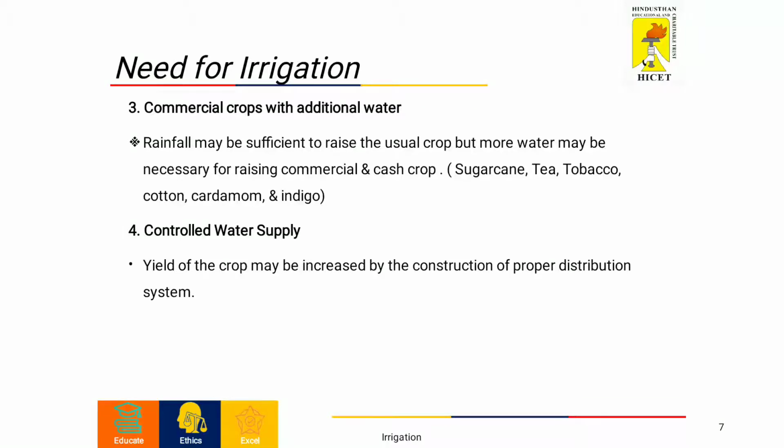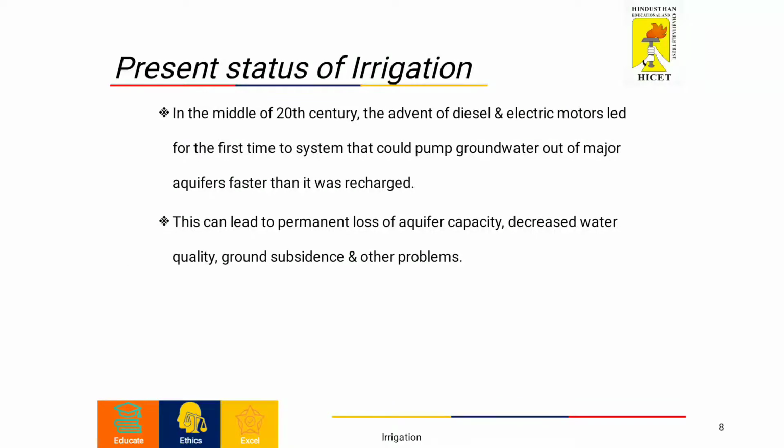Third point, there is a need of additional water for the commercial crops. Yes, rainfall may be sufficient or adequate to raise the usual crops or any staple crops, but more water may be necessary for raising commercial or cash crops. Example, sugarcane, tea, tobacco, cotton, etc. Fourth point, there is a need for controlled water supply. So the yield of the crop as well as the quality of the crop can be increased by construction of a proper water distribution system. Now we will discuss the present status of irrigation in our country.